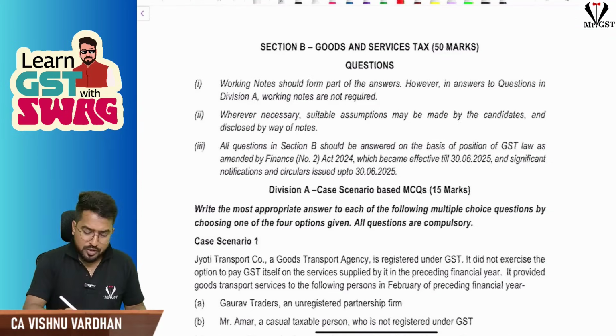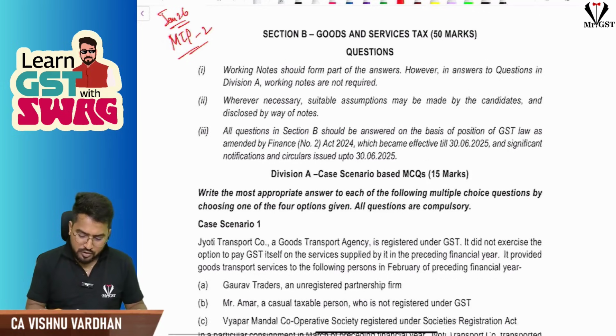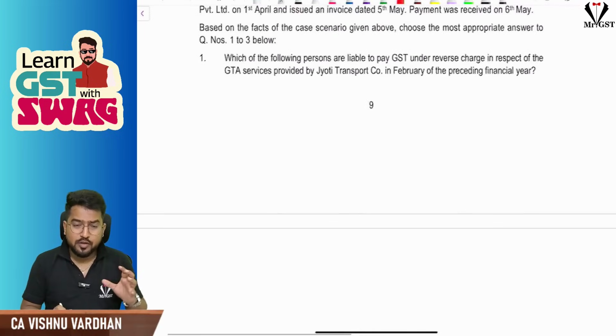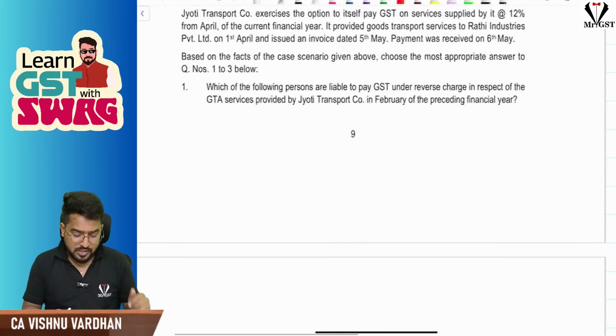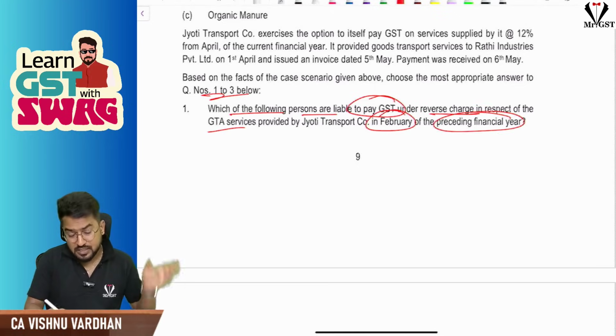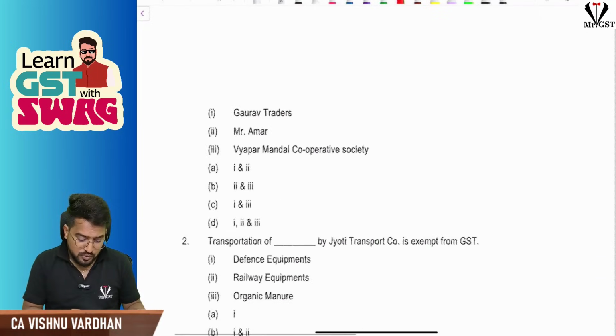So guys, we are moving on to MTP 2 Jan 26. Okay. So in this, as you know, our normal way is first going with MCQs, then coming to the case study. There are 3 questions in this. Which of the following persons are liable to pay GST under reverse charge in respect of GTA services in the Feb month of the preceding financial year? GTA services, who is liable to pay GST?